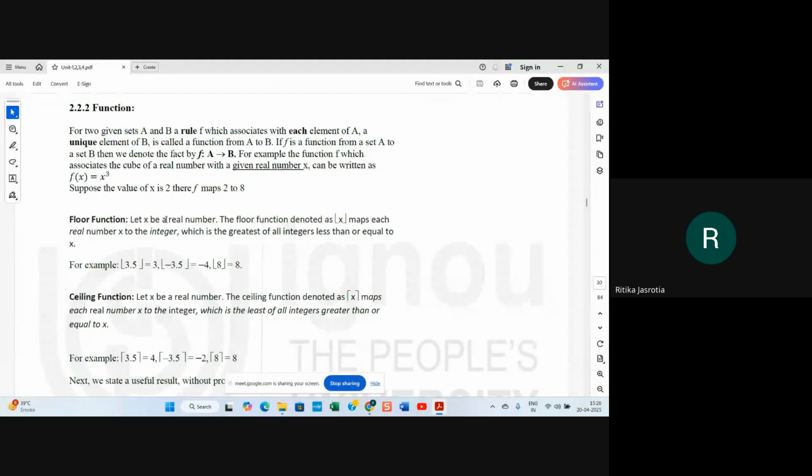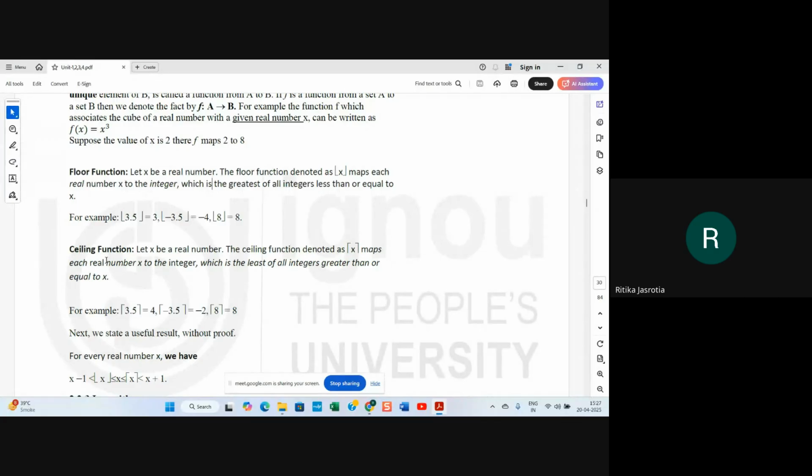Then the floor function is there. Let x be a real number. The floor function, denoted by ⌊x⌋, maps each real number x to the integer which is the greatest of all integers less than or equal to x. So for 3.5 and minus 3.5, all the floor functions are given. A floor function is denoted like this, with the brackets before and after the value, right? It maps each real number x to the greatest of all integers less than or equal to x. That is what they are talking about.